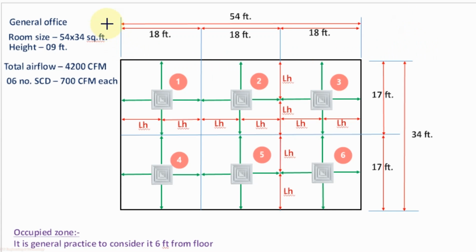Let us assume we have an office of size 54 by 34 square feet and height 9 feet. The total airflow is 4200 CFM, and we distribute it in the office by 6 diffusers: 1, 2, 3, 4, 5 and 6. When we divide it by 6, we get 700 CFM for each diffuser.